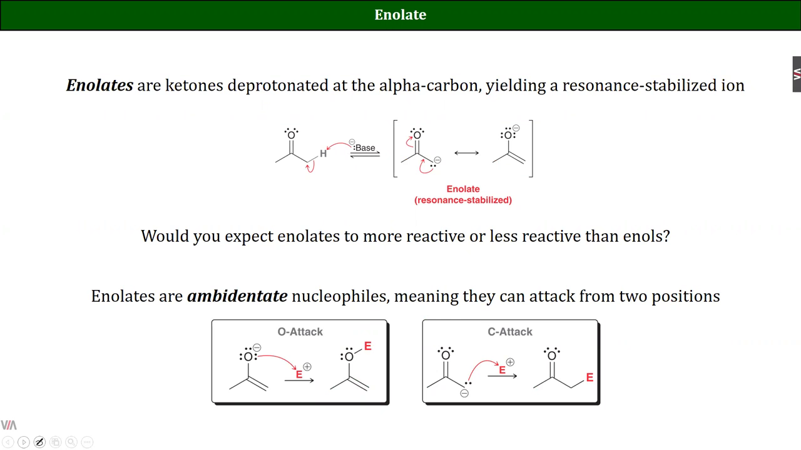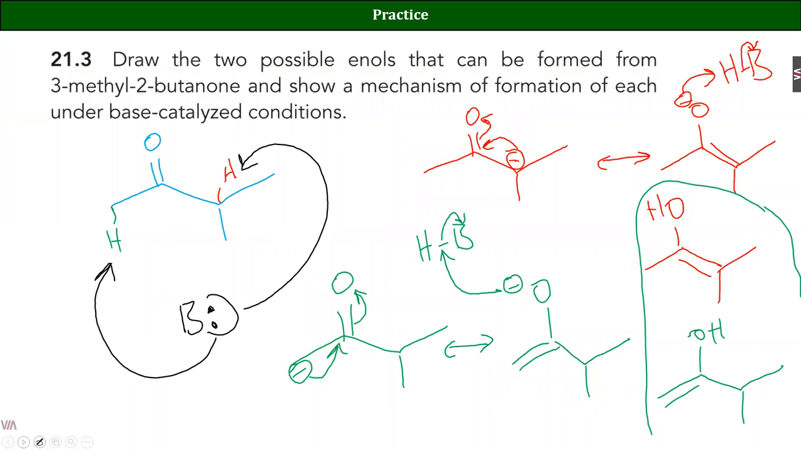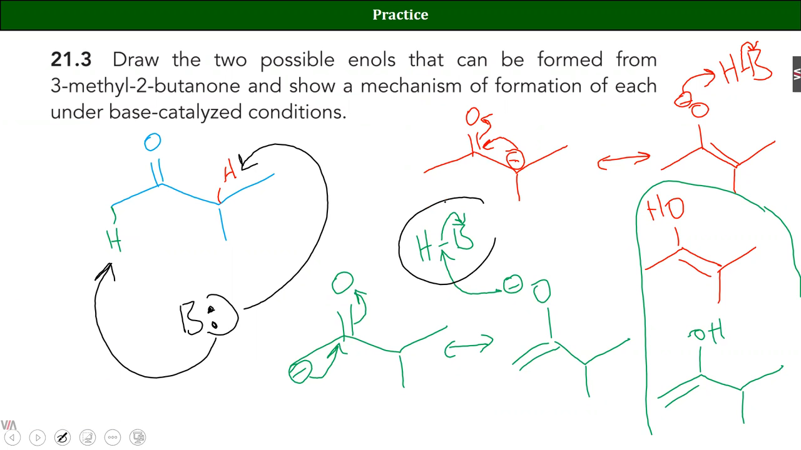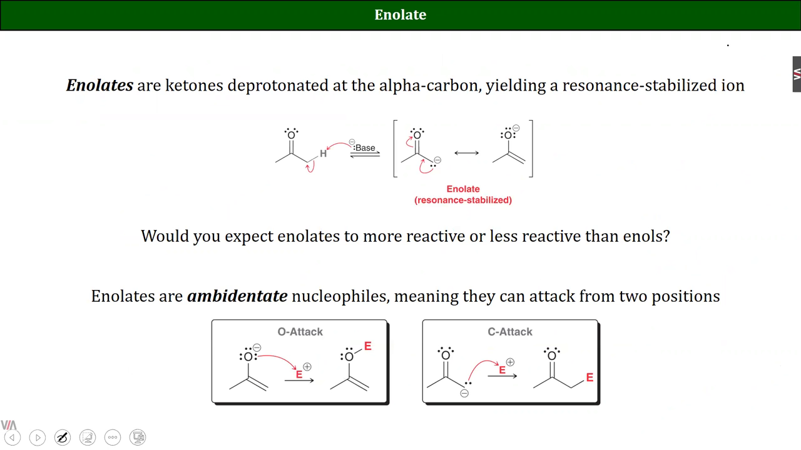If we keep these under basic conditions, if we don't have enough protons around for this second step to happen, it stays as that deprotonated intermediate, which is what's called the enolate. So remember, "ate" just means deprotonated form, right? So carboxylic acids turn into carboxylates, etc. An enolate is a deprotonated enol.